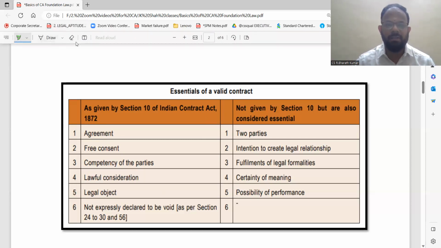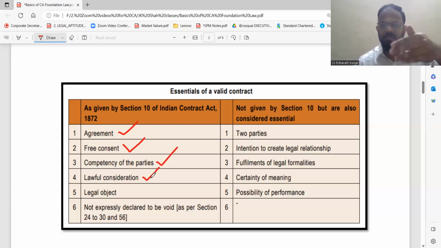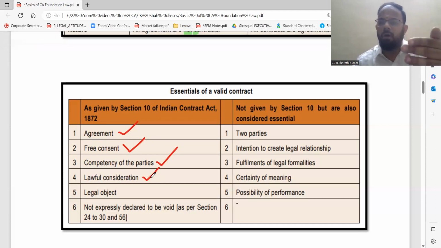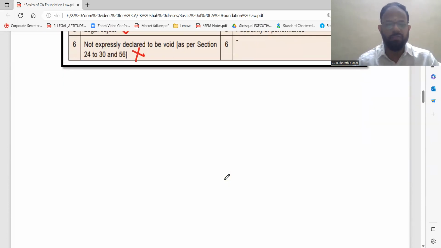So all these are the keywords that they will say. Agreement should be there. Free consent, consensus ad idem, should be there. Party should be competent. Consideration should be lawful, that means it should not be opposed or immoral to public policy. The object should be legal. It should not be a void agreement, not expressly declared to be void. This is going to be one of the keywords.